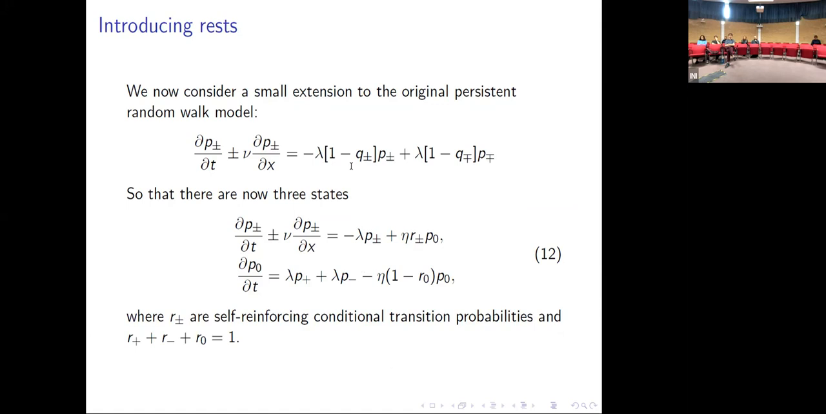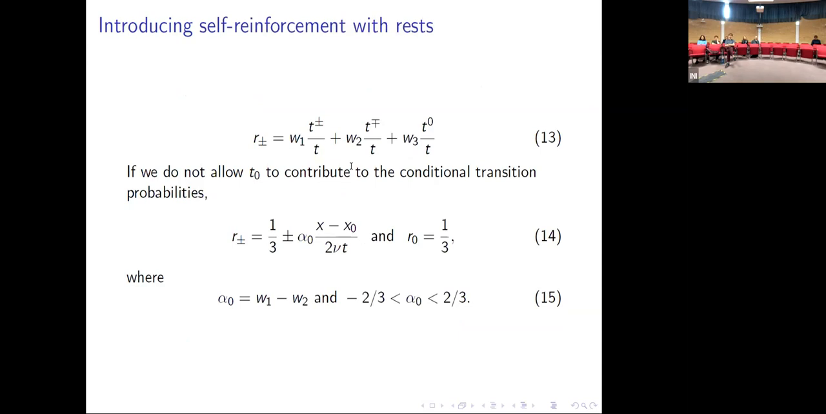So now the rest state is actually the part that has the self-reinforcement with R plus, R minus, and R naught. And of course, those probabilities all sum to 1. In a very similar vein as before, we can define R plus and R minus like so, with some proportional weight multiplying the amount of time that I've traveled in the positive direction, with some proportional weight multiplying the amount of time I've traveled in the negative direction, and then also including a weight multiplying the time that I've been at rest.